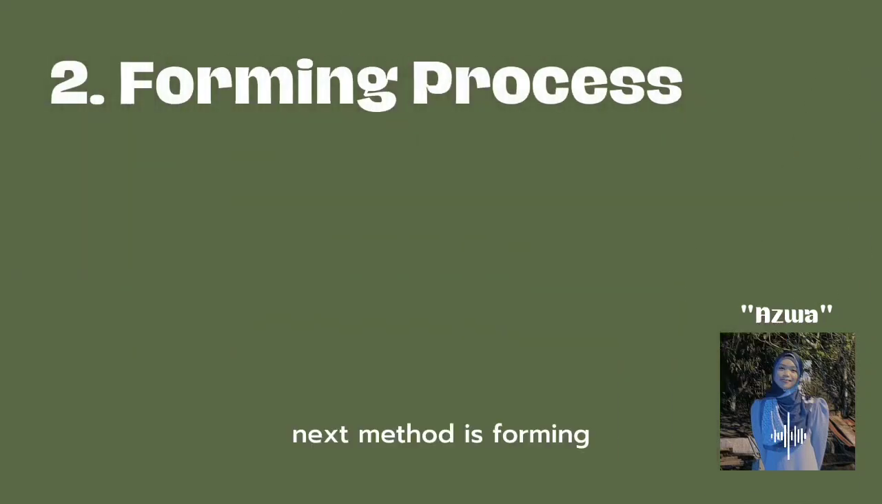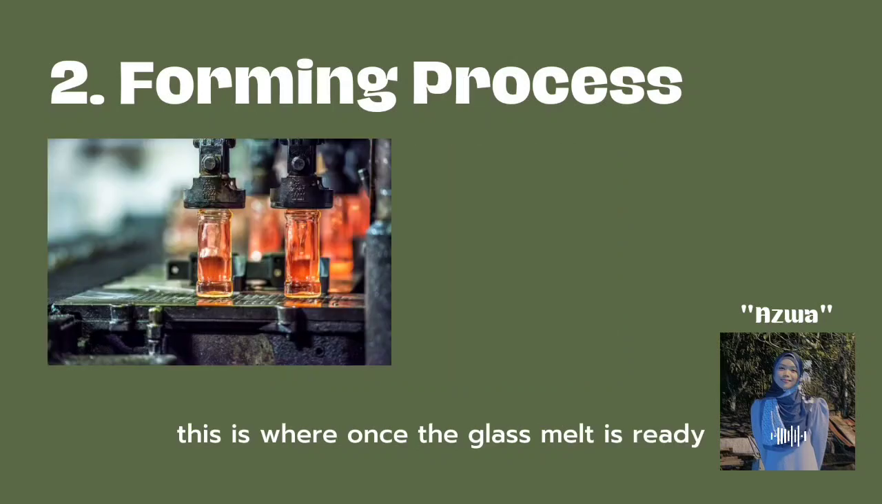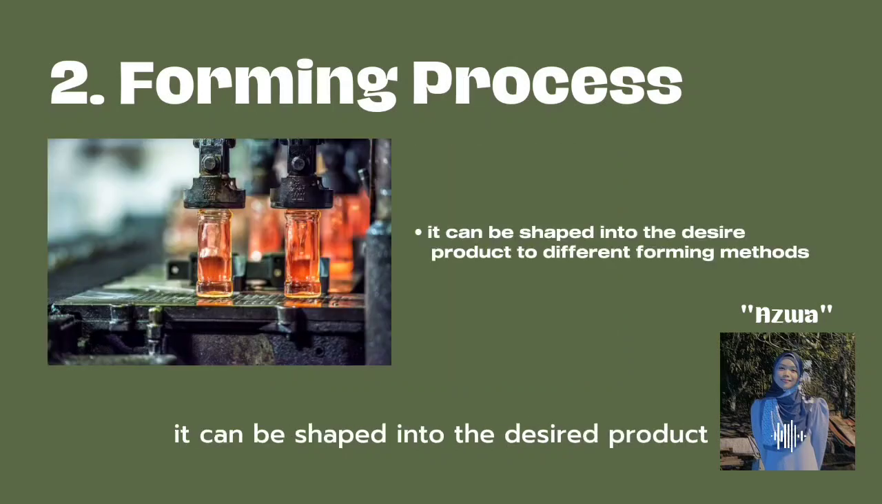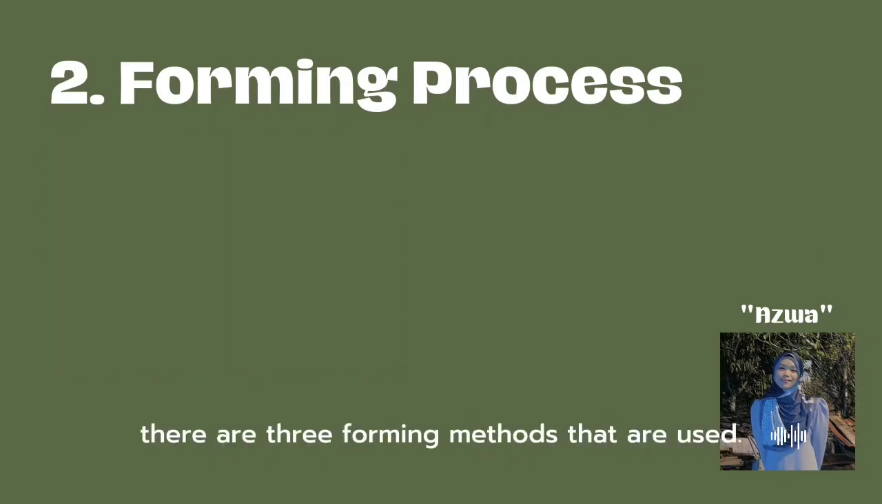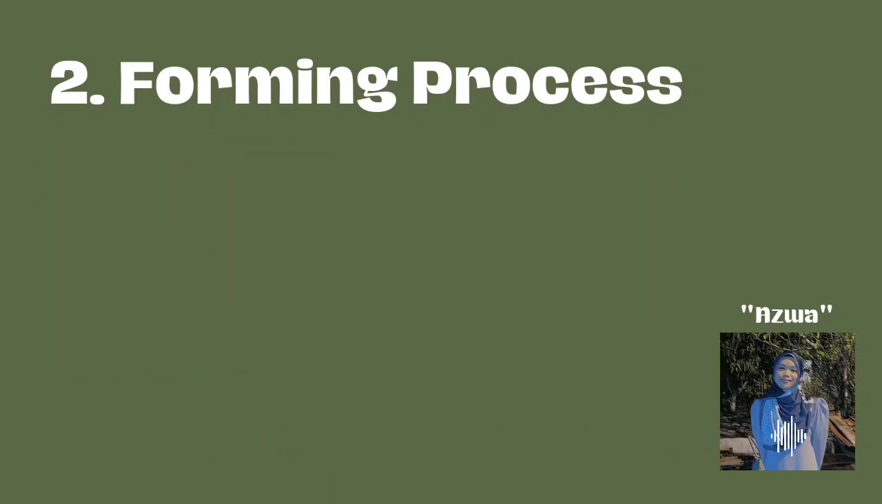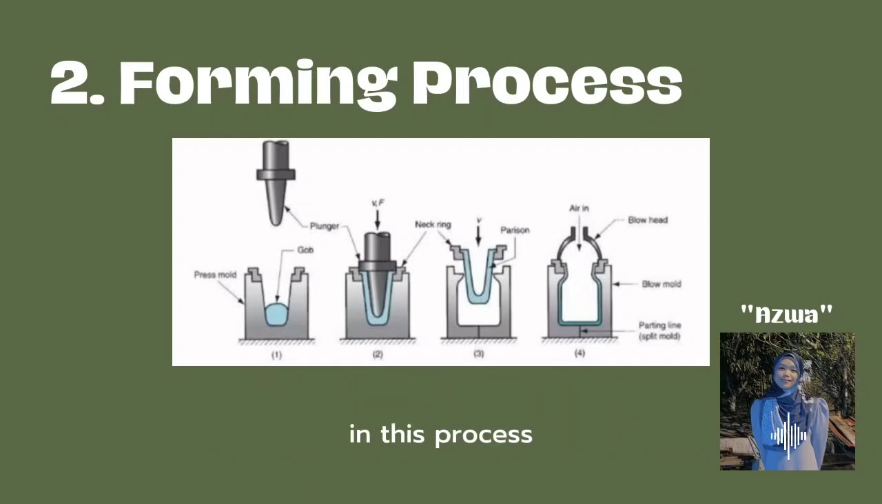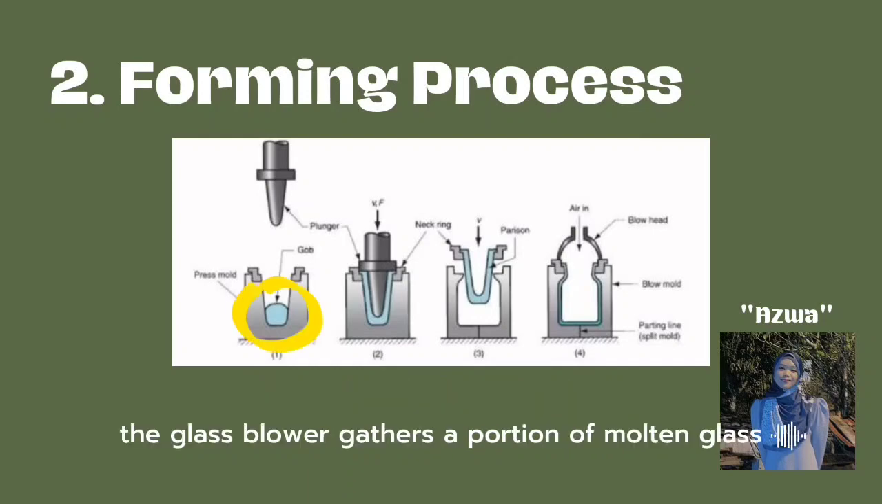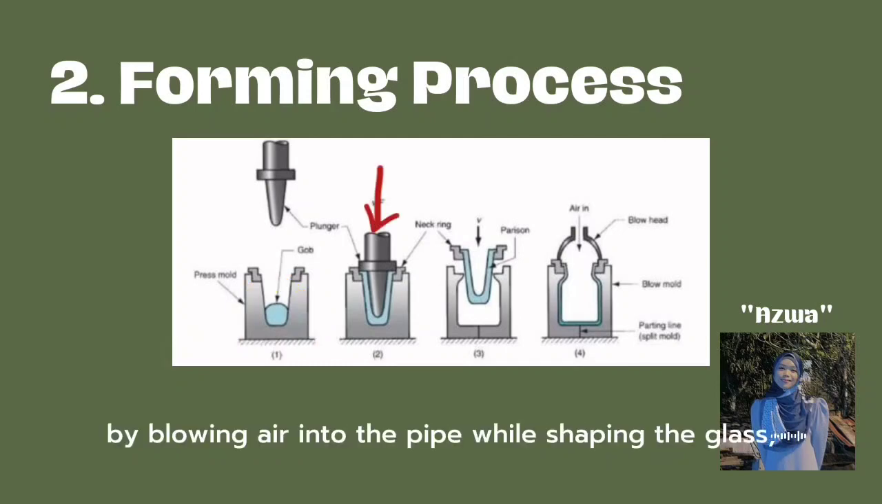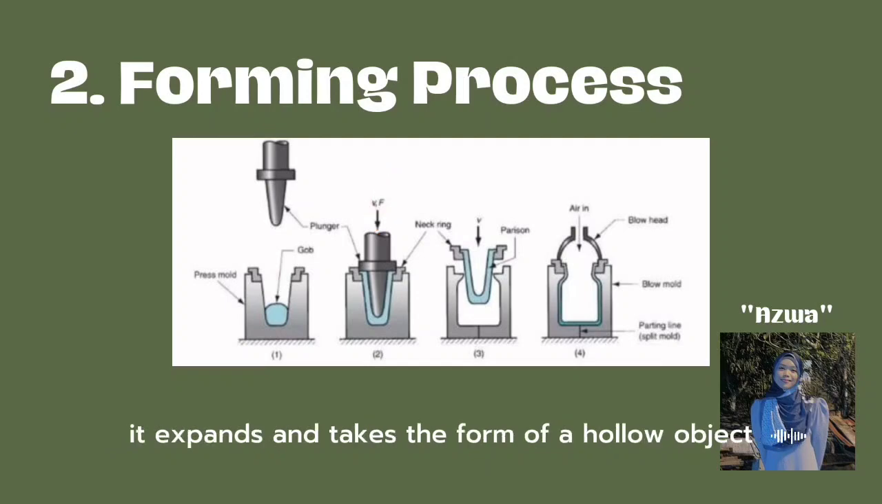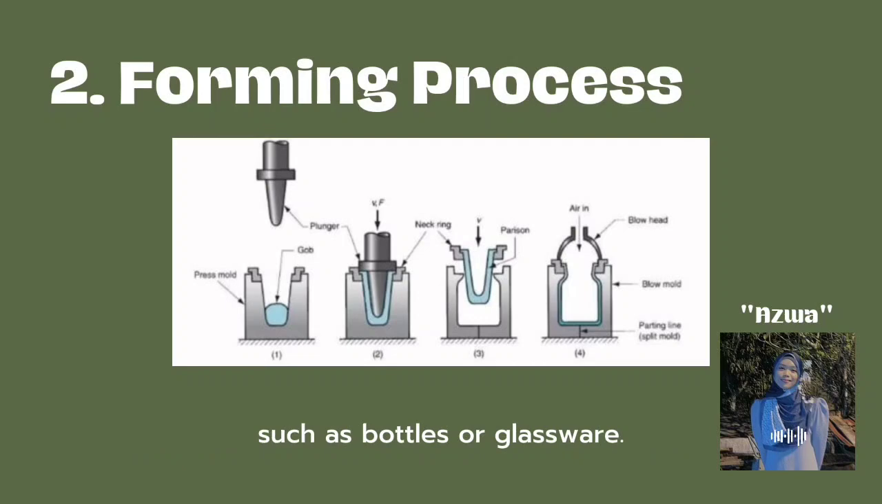The next method is forming. Once the glass melt is ready, it can be shaped into the desired product through different forming methods. There are 3 forming methods that are used. The first method is blowing. In this process, the glass blower gathers a portion of molten glass on the end of a blowpipe or blow tube. By blowing air into the pipe while shaping the glass, it expands and takes the form of a hollow object such as bottles or glassware.